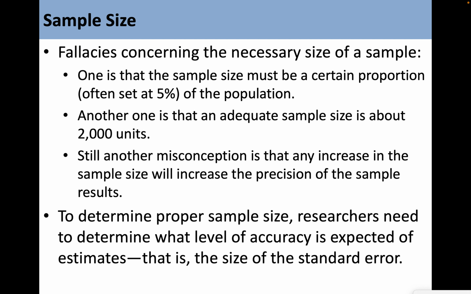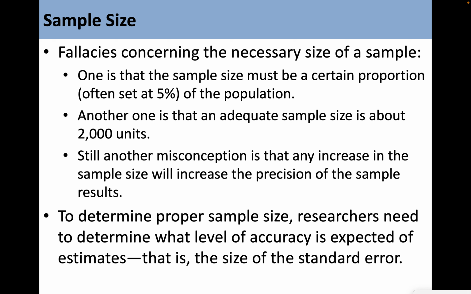Fallacies concerning the necessary size of the sample: that the sample size must be a certain proportion, often set at 5% of the population. So if you're talking about the people in the Navajo Nation, if there's 225,000, let me put this in my computer. 225,000 times 0.05 equals 11,250. That's a lot of people. I don't want to sample that many people.